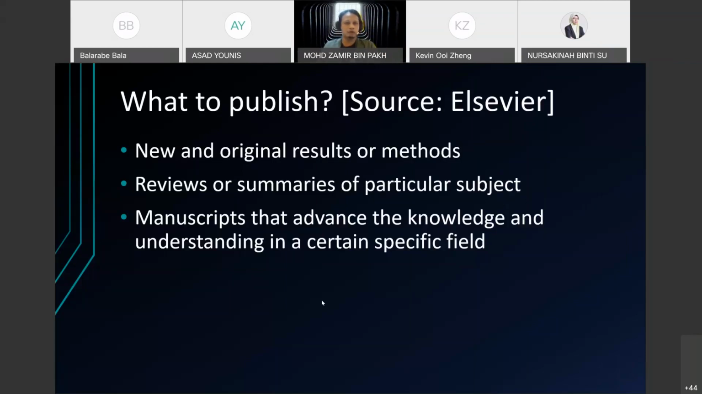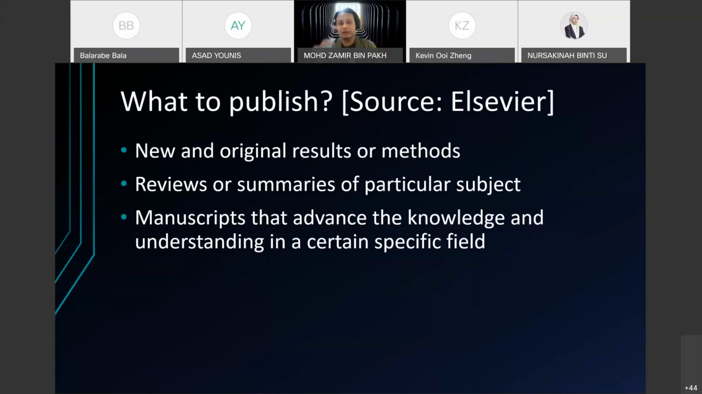So you can publish reviews or summaries of a particular subject. When you do the submission, you will notice that you can either submit an original paper, or you can also submit a review paper and some other categories as well, for example, special invited papers from certain invitations. But another category is called review papers, where you can summarize what's going on in the field.